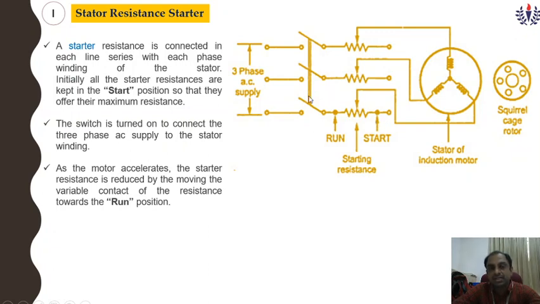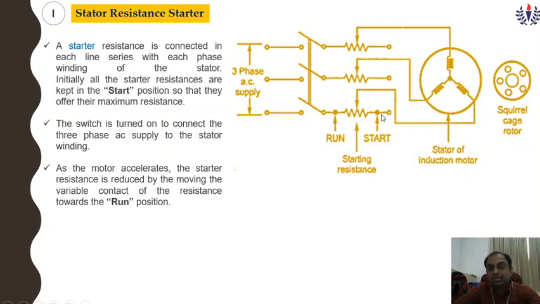The switch is turned on. Now we are going to turn on the switch to connect it to the three-phase supply. As the motor accelerates, the starter resistance is slowly reduced by moving the variable contactor, because it is variable. We have to move the resistance towards the run position. One contact will be start, another contact will be run position.